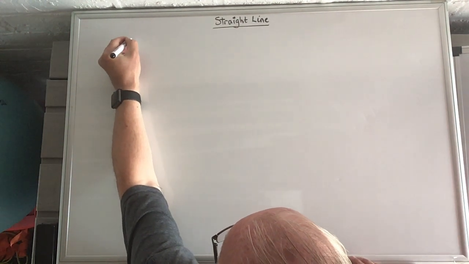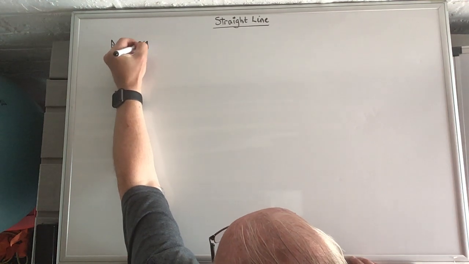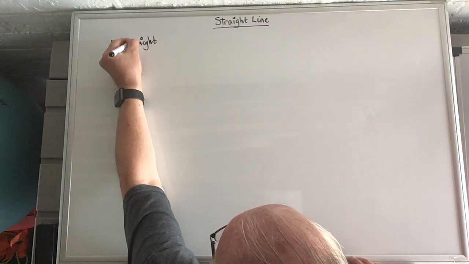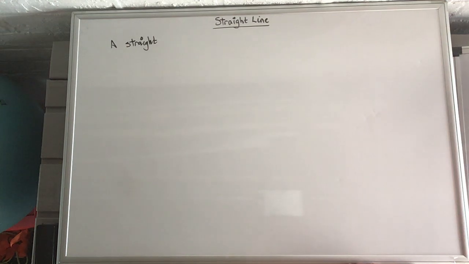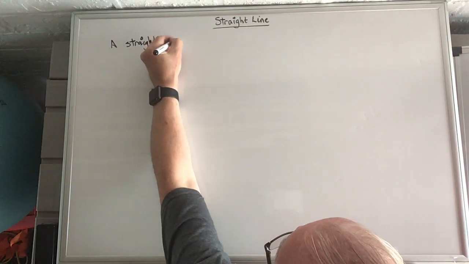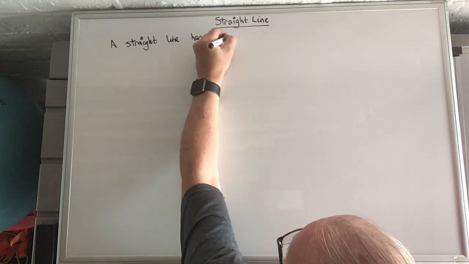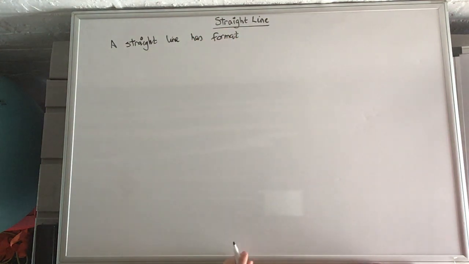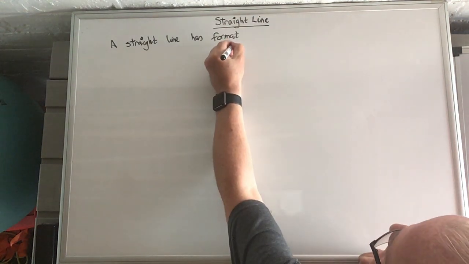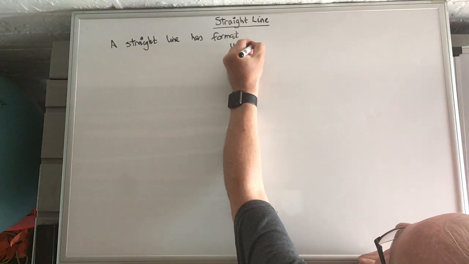A straight line equation has a certain format. There are a few formats, but we'll look at a particular type. This format I'm going to show you is the most common and most useful, and it's easy to work out and write down things like the gradient and the y-intercept using it. So it's y equals mx plus c.